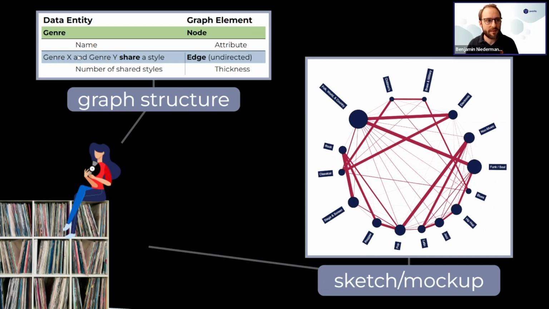So the idea is that we just use the genres as nodes, and then we say that there's an edge between two genres if they share some styles. And the idea is now that we may introduce an attribute, namely the thickness of the edges, in order to express how many styles they have in common.